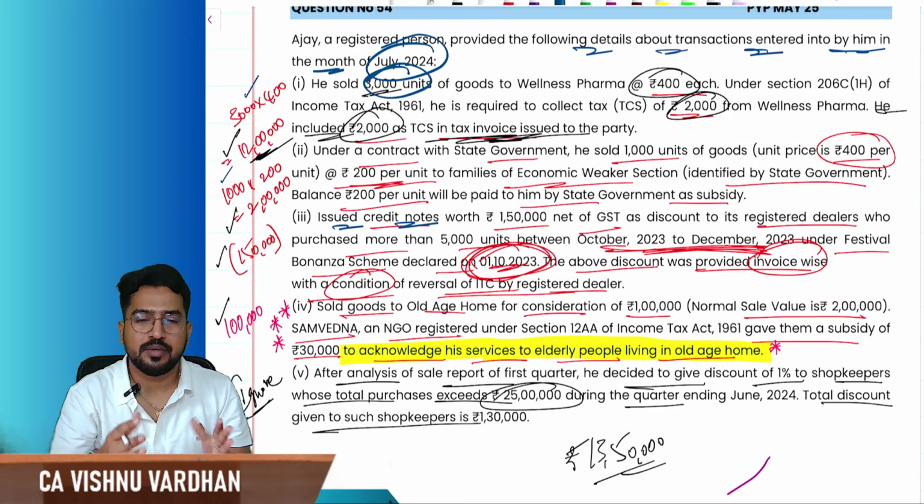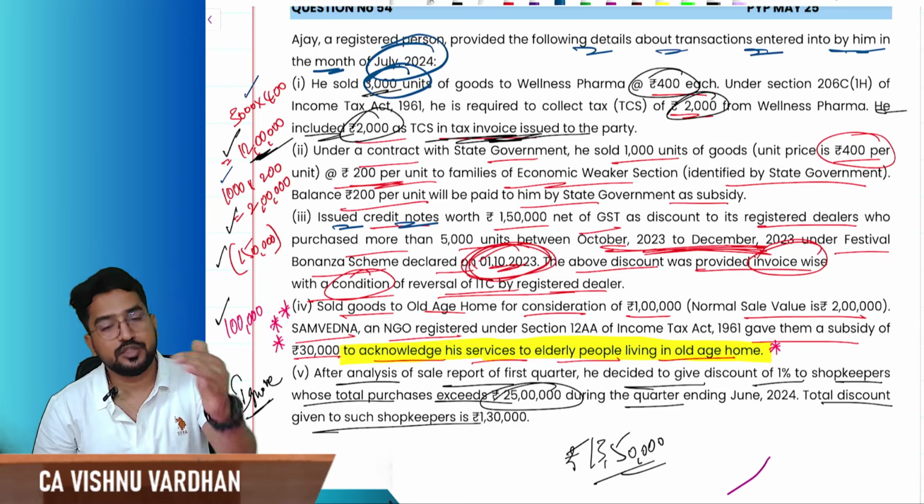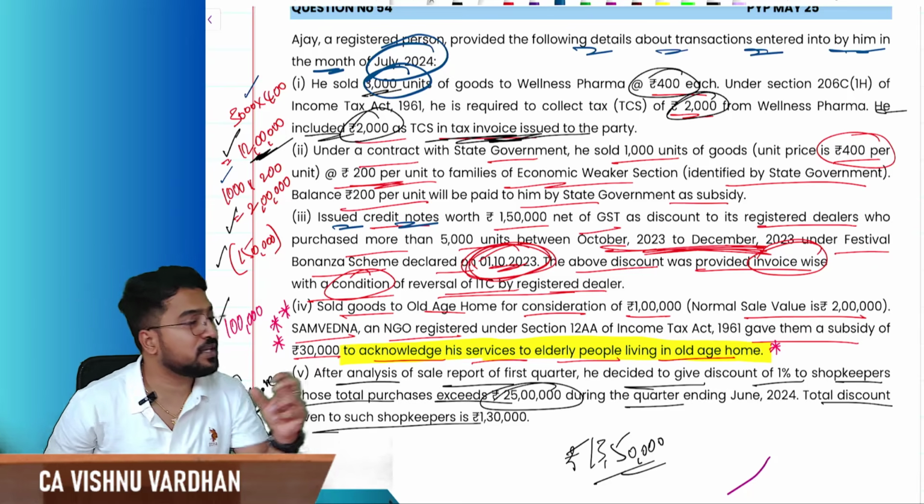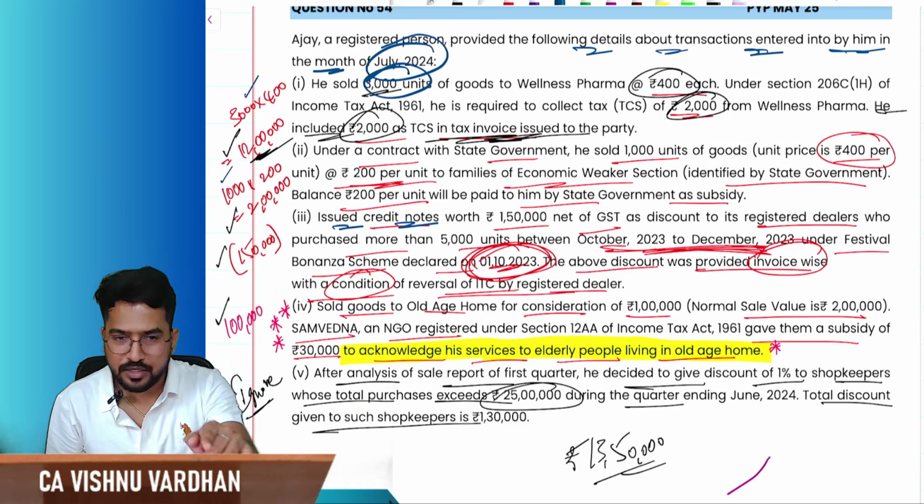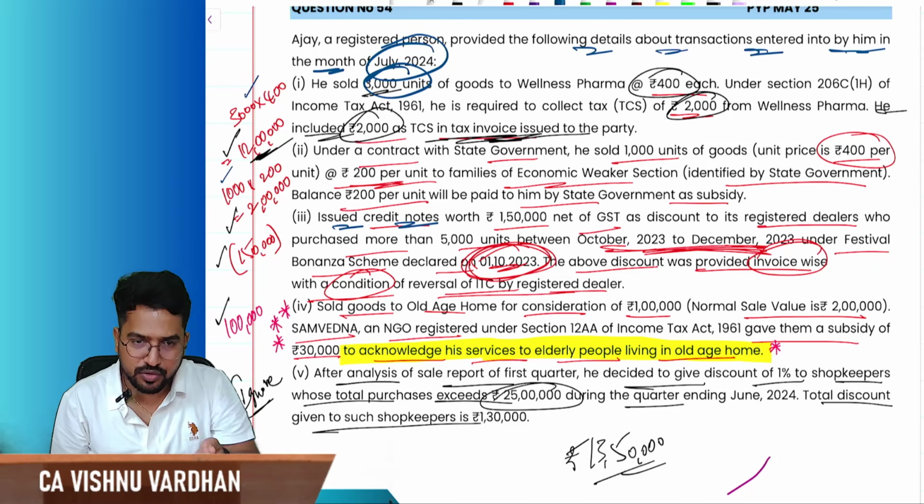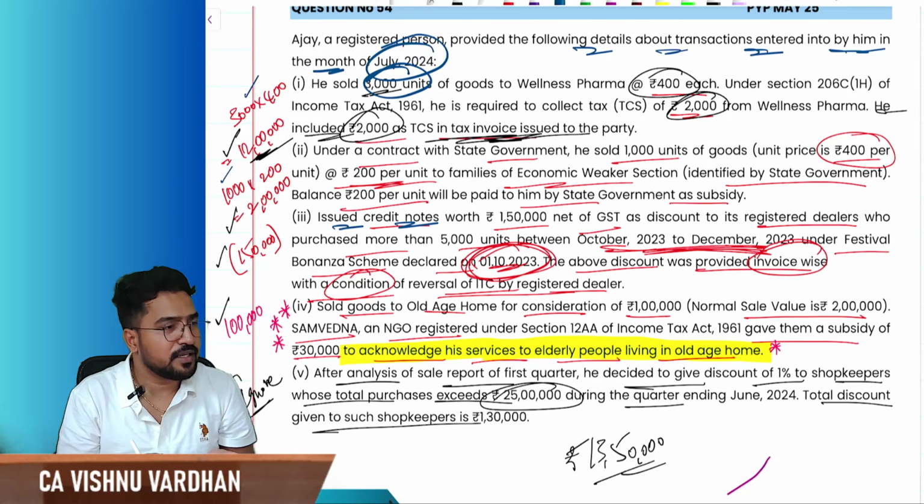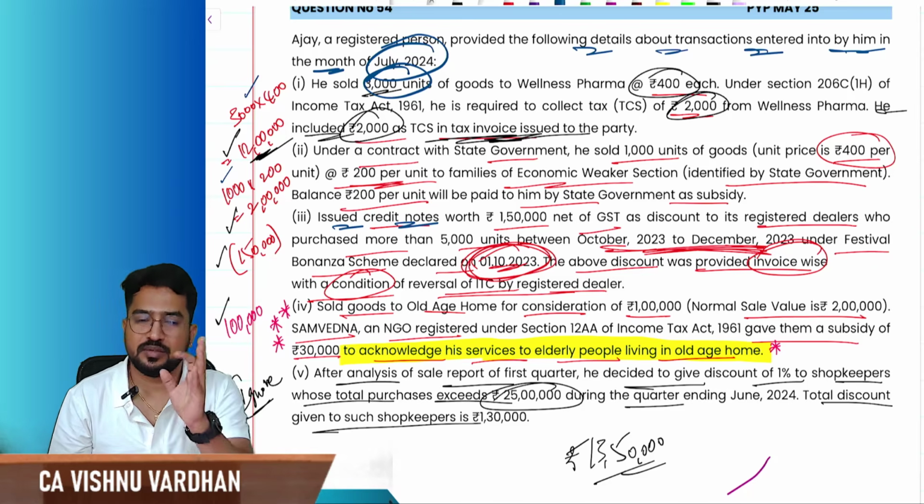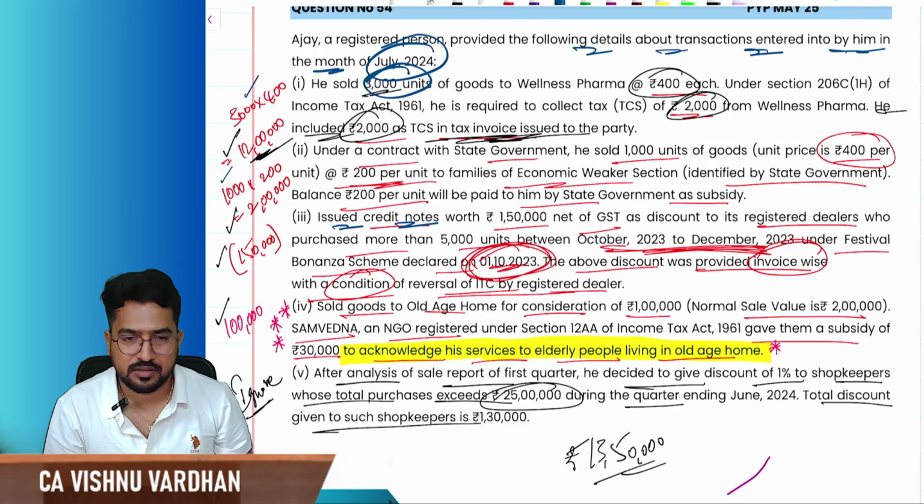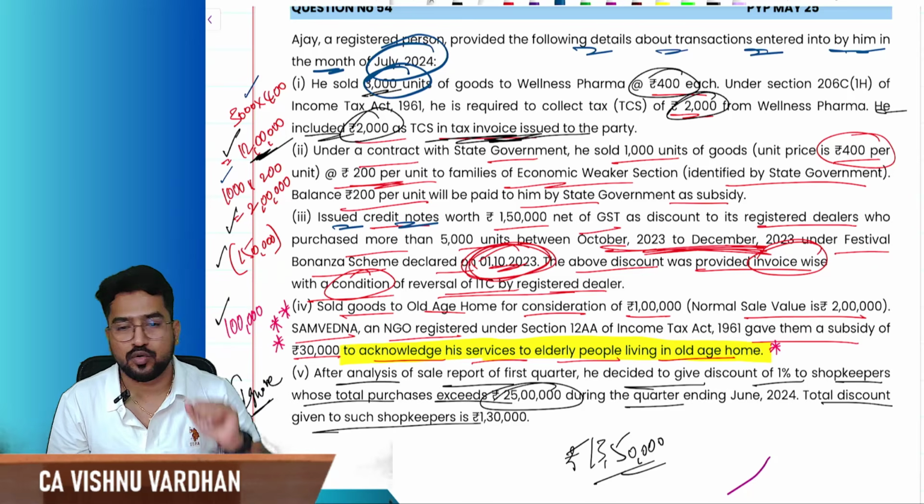Here, in July month, I made some sale. And in July month, I have also issued some credit notes. Why did you issue credit notes? Should I give benefit under GST or not? You should know, correct? You are telling here, I am issuing a credit note because I am giving a discount to my customers because they have achieved a target which I told them.